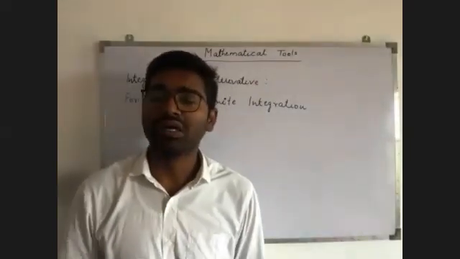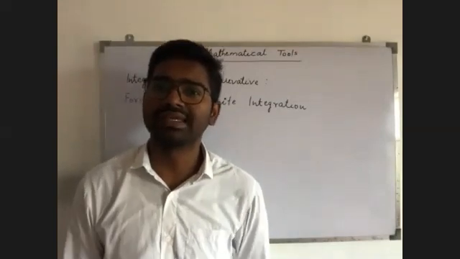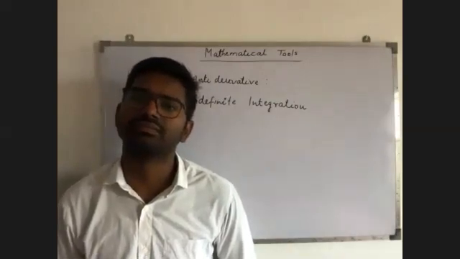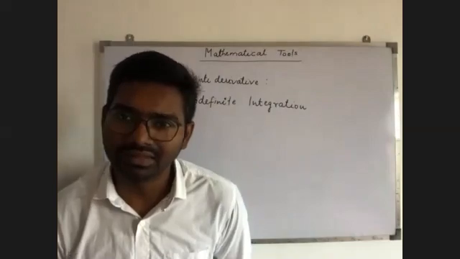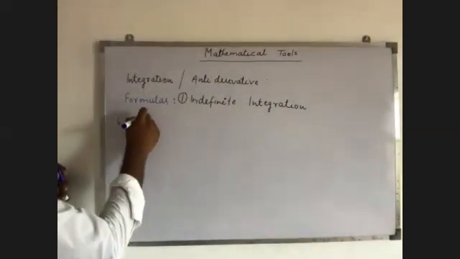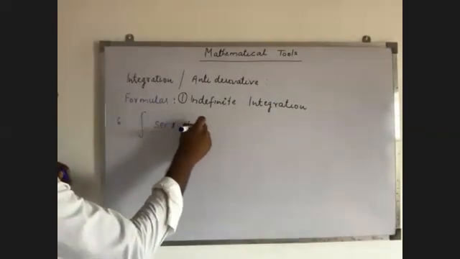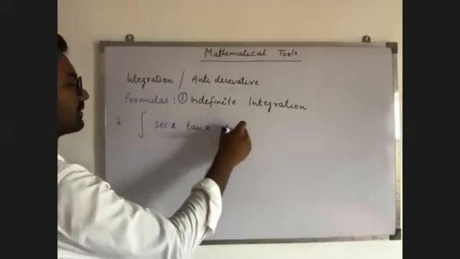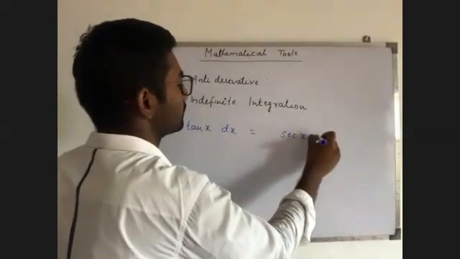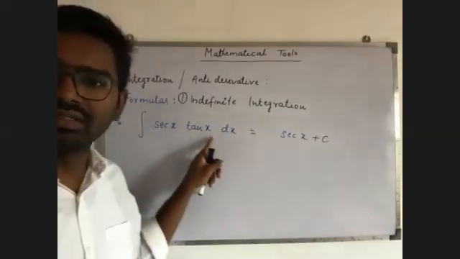Can anyone tell me what was the differentiation of the sec x function? Sec x tan x. So can I say that if I integrate sec x tan x dx, I will get sec x plus c? Is it right? Because the differentiation of sec x is nothing but sec x tan x.